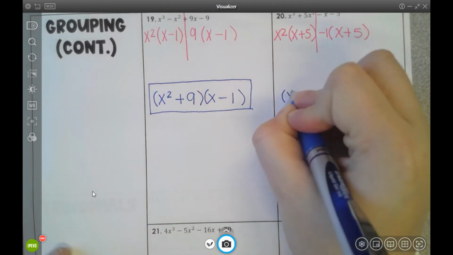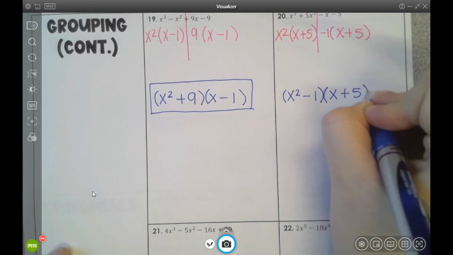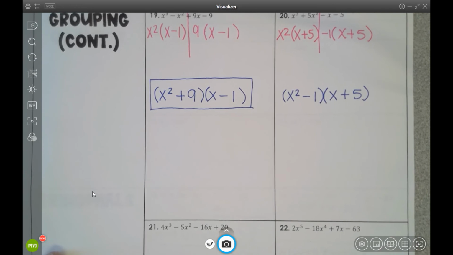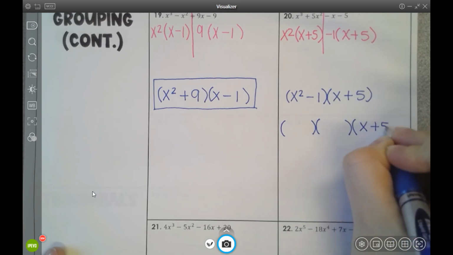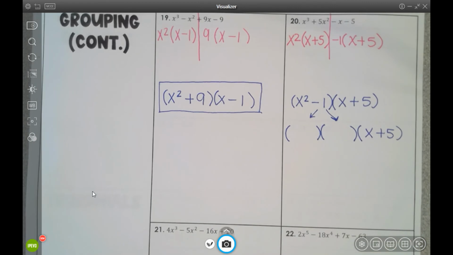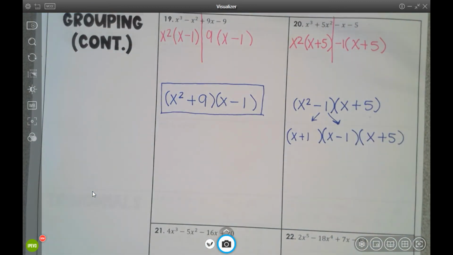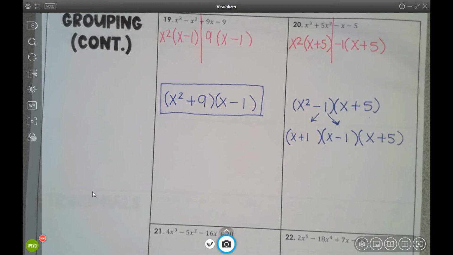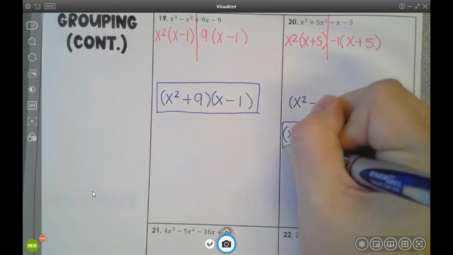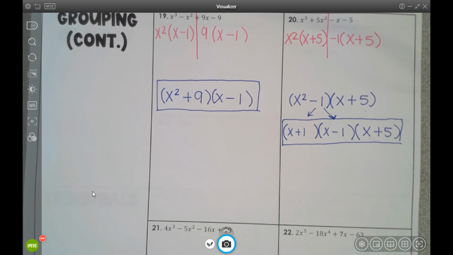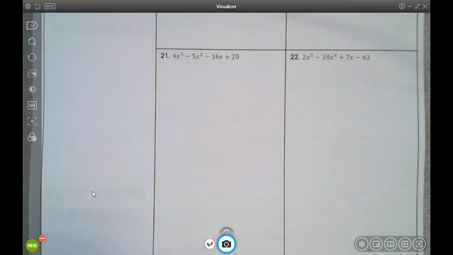So my outsides are x squared minus 1. What is that? Difference of squares. Because we have two perfect squares with a subtraction in the middle. So it's going to split up into x plus 1, x minus 1. Any questions? All right, number 21. Split down the middle.